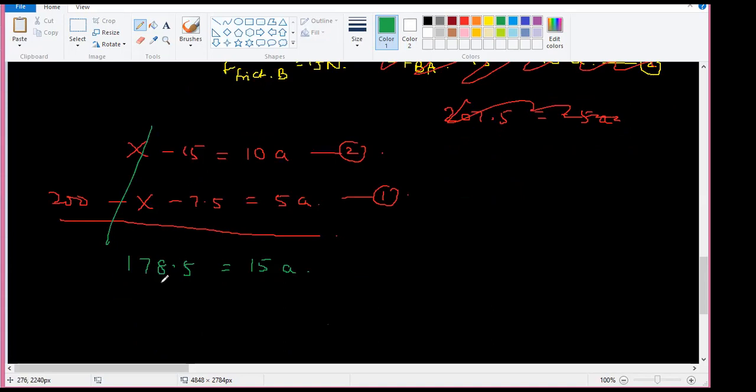177.5, 22.5. Yeah, 22.5 or 177.5. Is that right? Divided by 15. So how much are you getting? 177.5 divided by 15. Approximately 11.8. It means it will be 11.8.